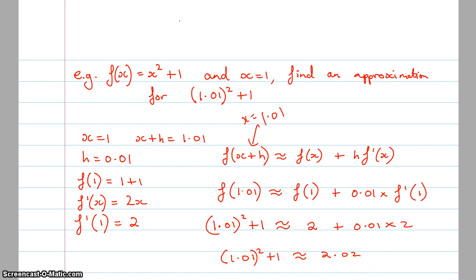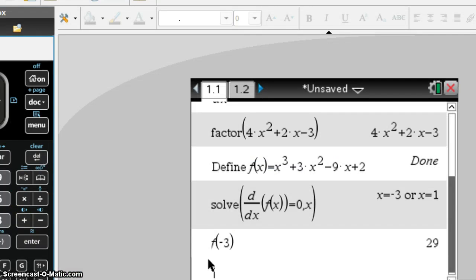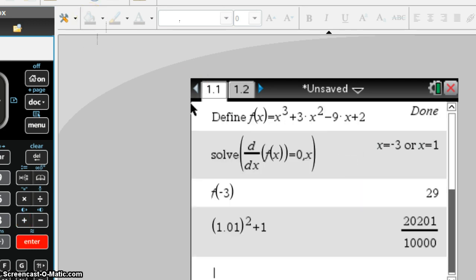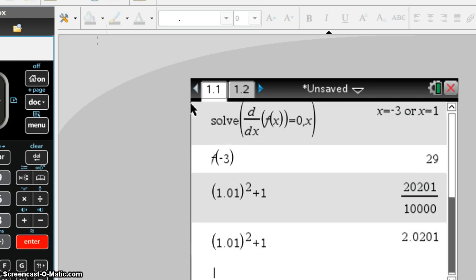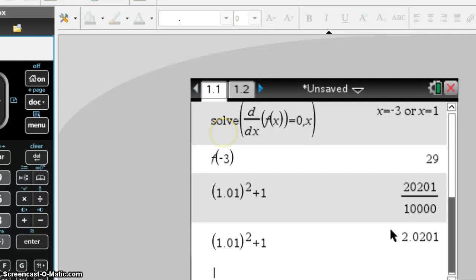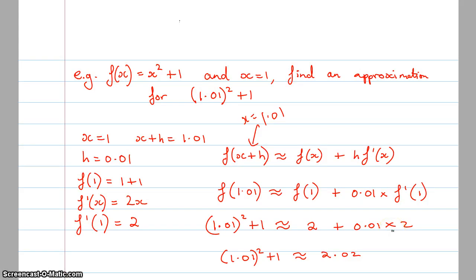If I actually try and find out what the actual answer is, I can do that on my calculator, and I get 1.01 squared plus 1. My actual answer, as a decimal, is 2.0201. And I got the answer of 2.02, which is pretty good. It is an approximation, but it's a pretty good approximation. The closer h is, the better the approximation is, because the gradient changes all of the time. So hopefully that's shown you what you would need to do.